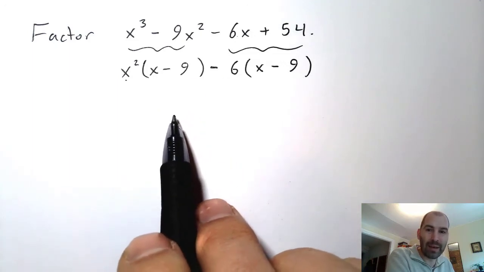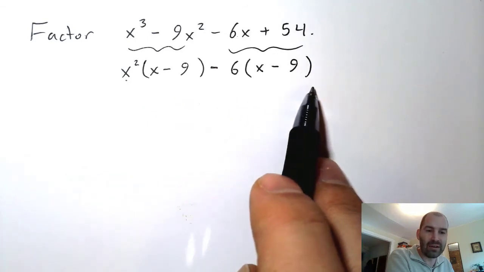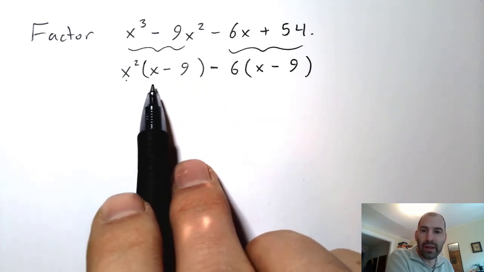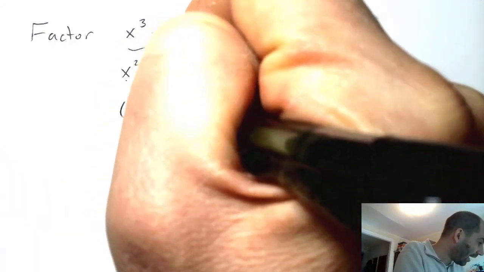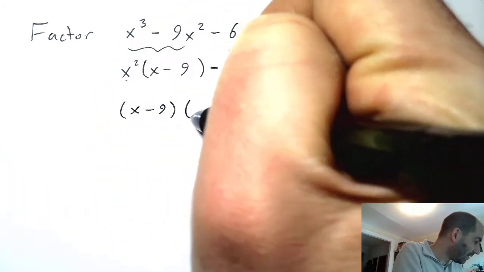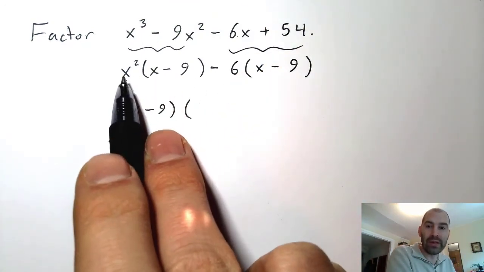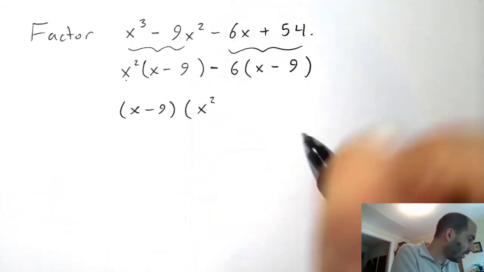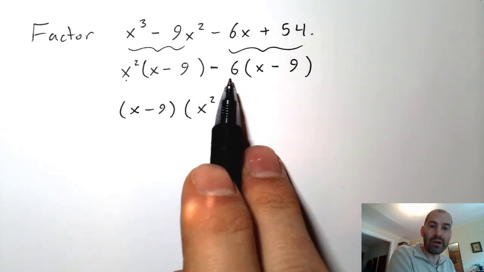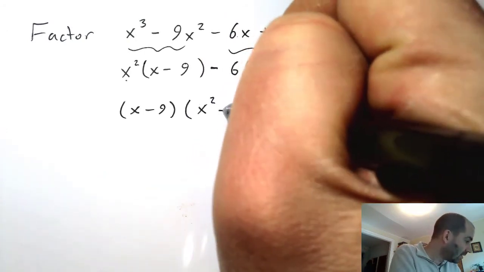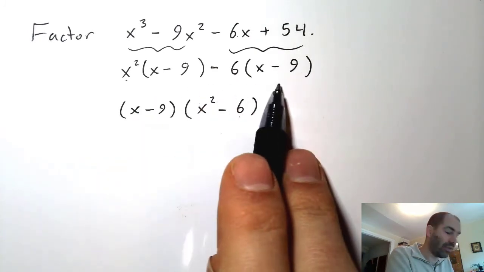So now we go to the next step. I look at this expression here and I say, what's the GCF now? Well, they both have an x minus 9 in common. That's the GCF. So I'm going to factor out x minus 9. What do I multiply x minus 9 by to get this first term? Well, the x squared. What do I multiply the x minus 9 by to get this second term? Well, I need the 6. And if I were to distribute this out, you'll see that this would become this. It's a good check.